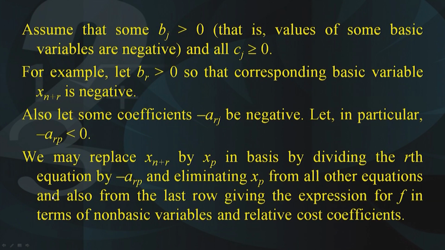Now, assume that some bj is strictly less than 0, that is, the value of some basic variable is negative, and all cj are greater than or equal to 0. For example, let br be strictly less than 0, so that the corresponding basic variable xn plus r is negative. Also, let some coefficient of the coefficient matrix, let us say minus arj, be negative. So, arj is negative. Let in particular it be called minus arp. This is strictly less than 0.